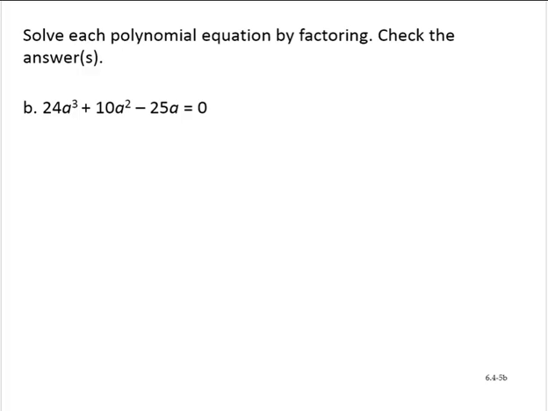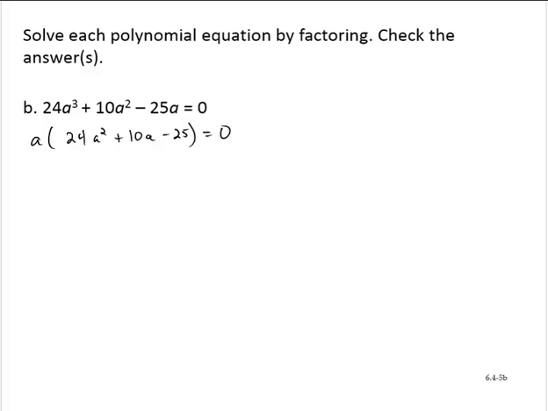First thing I'll notice is that we have a common factor of a. So I'll factor out the a. So I have a times (24a squared plus 10a minus 25) equals 0. And that's the only common factor I can take out. So now I'm going to use the AC technique on the remaining trinomial.